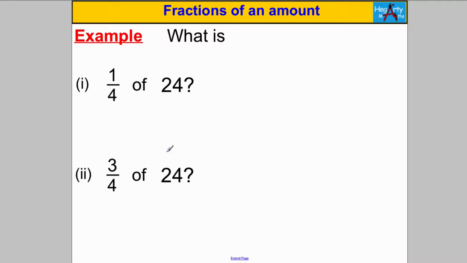What's 1/4 of 24? There's no need to draw pictures for this anymore. I would just work out 24 divided by 4, which is equal to 6. Now, what's 3/4 of 24?